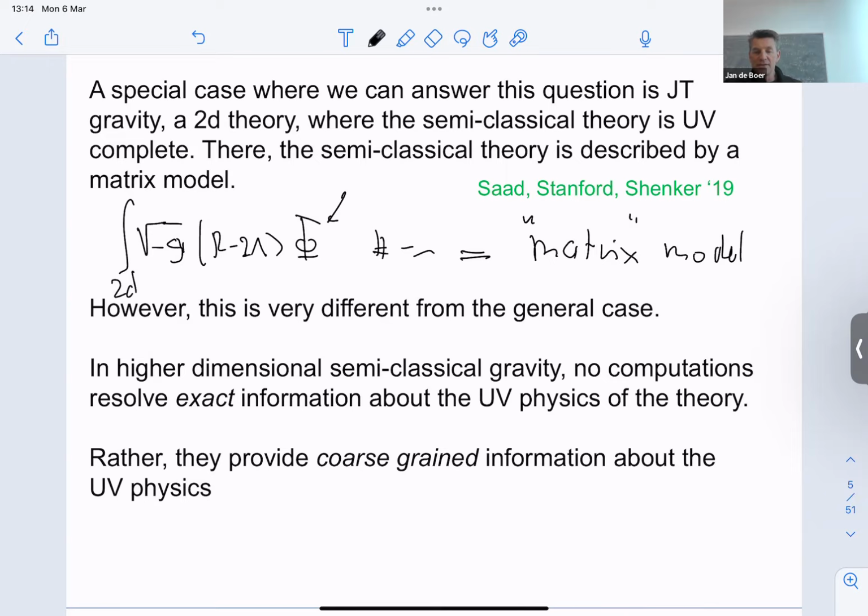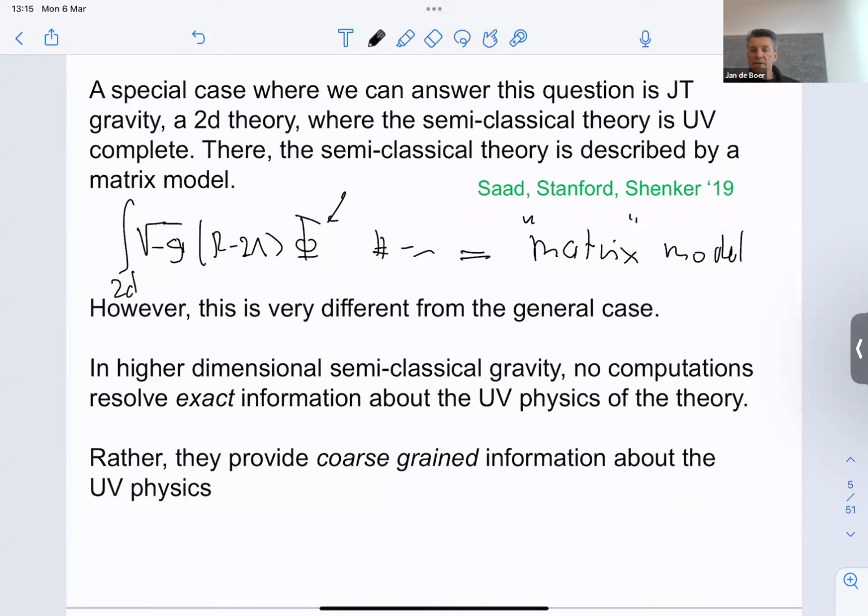Because if you do computations in higher dimensions and your theory is not topological, your theory is not renormalizable. And the only thing you can do is do approximate computations in your low energy effective field theory. There's no computation that you can do in a low energy effective field theory that resolves exact UV information.